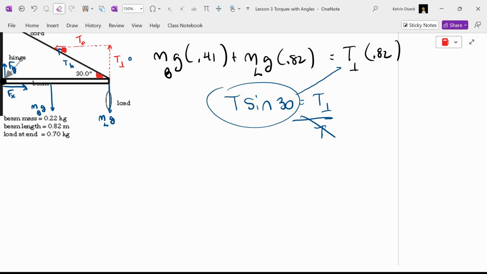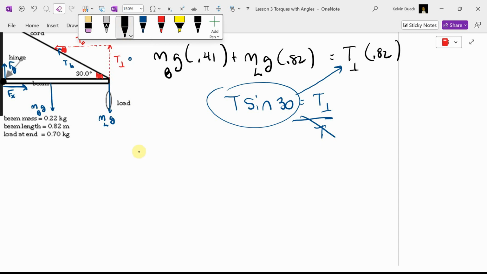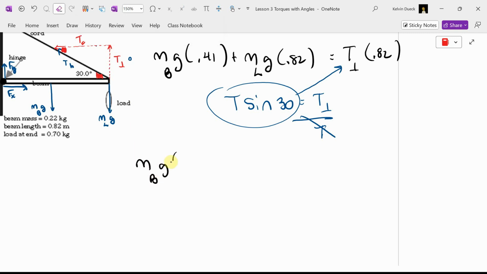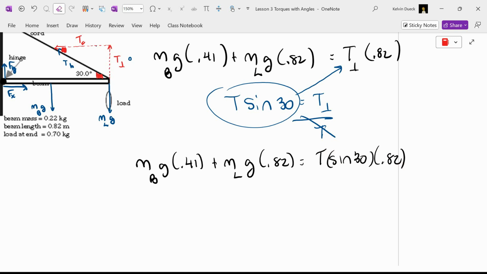It's very similar. And as long as they give me the same angle and the same location and the same setup, yeah. But in real life, you know, it's more complicated. But I can plug that in. So here's what I get. I get mass beam times G times 0.41 plus mass of the load times G times 0.82 equals tension sine 30 times 0.82. And again, oh, that's not too bad.